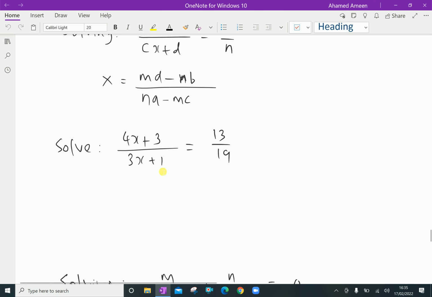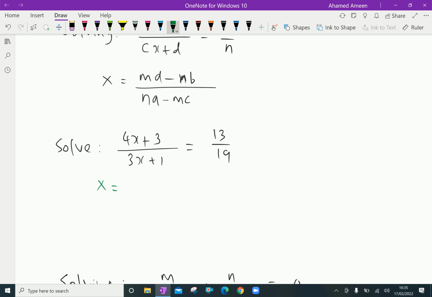4x plus 3 over 3x plus 1 equal to 13 over 19. Here, x equals MD: M is 13, D is 1, so 13, minus N is 19 and B is 3. Here, look, this is A, B, C, D, M and N, over NA.